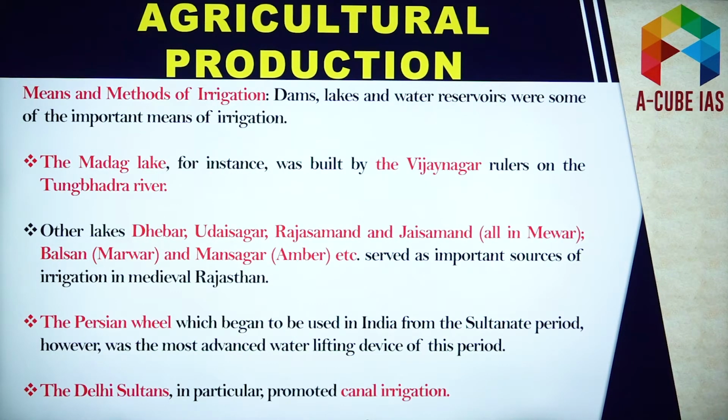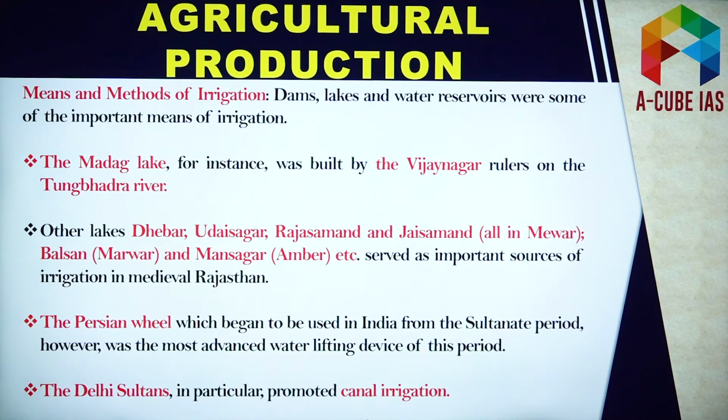So friends, Indian agriculture has always depended on various sources of water, be it natural resources or artificial resources. So dams, lakes and water reservoirs were some of the most important means of irrigation during the medieval period. So here I would like to tell you about Madag Lake. Now this Madag Lake was built by Vijayanagar rulers on the Tunga-Bhadra river to meet the irrigational needs of adjoining territories. So lakes and water reservoirs served as important sources of irrigation in medieval Rajasthan.